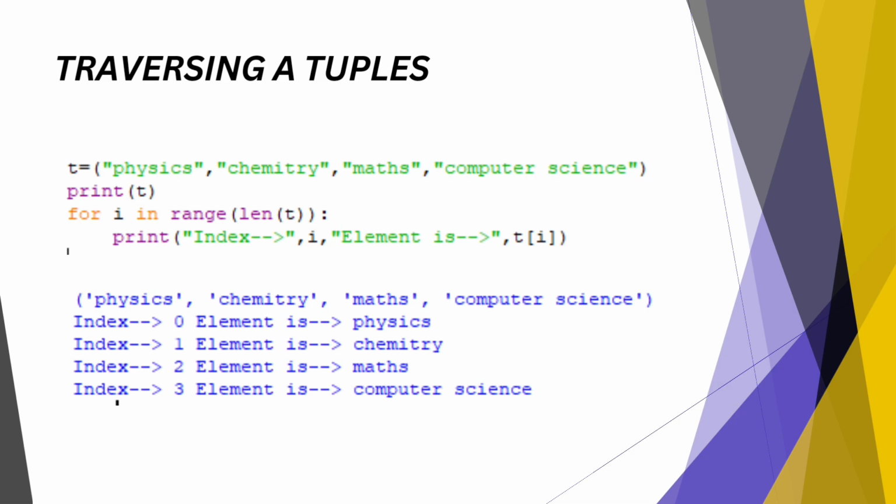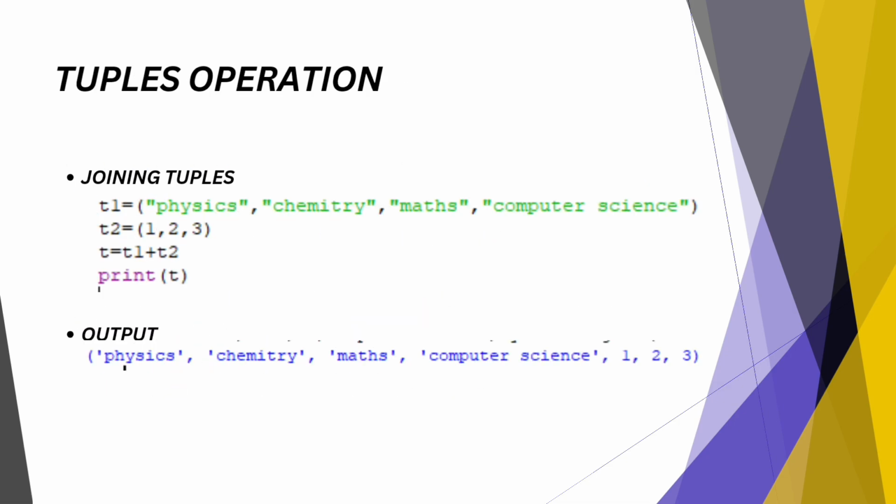Now let us see the tuple operations. Joining tuples: we can join two tuples only. If both values are tuples, then only we can join them. So physics, chemistry, maths, computer science, we are concatenating with 1, 2, 3. Here plus is called the concatenation operator. We will print t, the whole tuple will be printed, although the original tuples t1, t2 will remain as they are. So another tuple t we have created by giving the value.